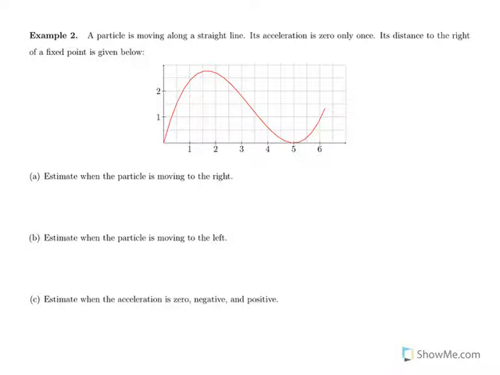So next example, we have a graph instead of a table to give us our function. We have a particle moving along a straight line. Its acceleration is 0 only once, and its distance to the right of a fixed point is given below. So what's going on is we have this particle, think about it lying on the ground, and it is just moving back and forth on the ground. We're moving right and left. And this is tracking how far we are moving away from the wall or moving away from the initial point.